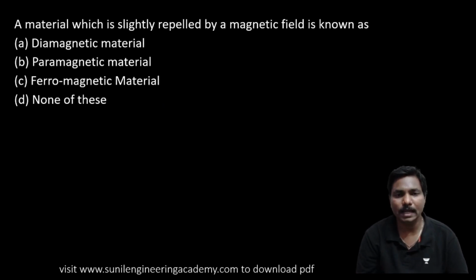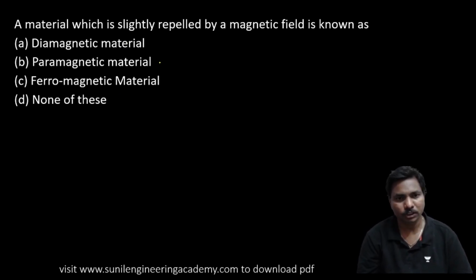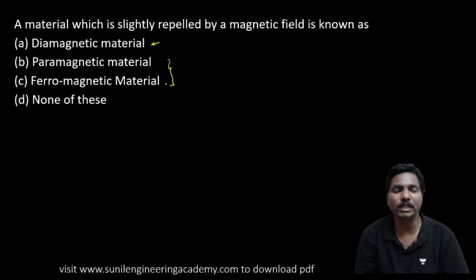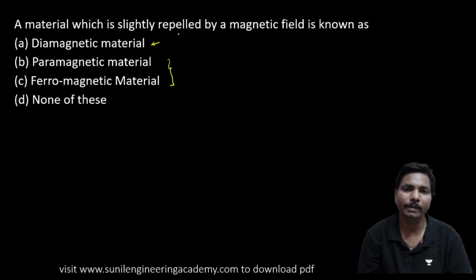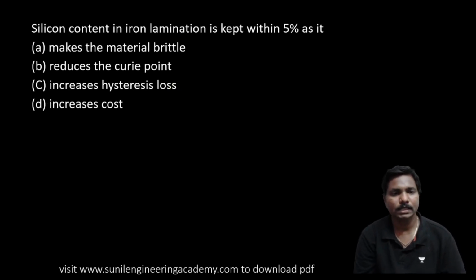The material which is slightly repelled by a magnetic field is known as dash. We have three types of magnetic materials: dia, para, ferro. Para and ferromagnetics are attracted, because they are magnetized in the same direction, but a diamagnetic material is magnetized in the opposite direction of the magnetic field. So it may be slightly repelled from the magnetic field. So the answer is diamagnetic.